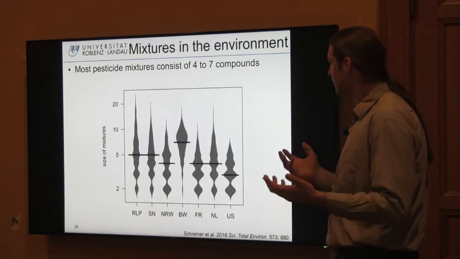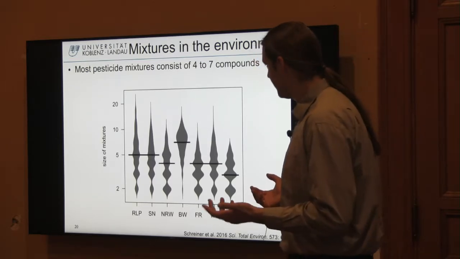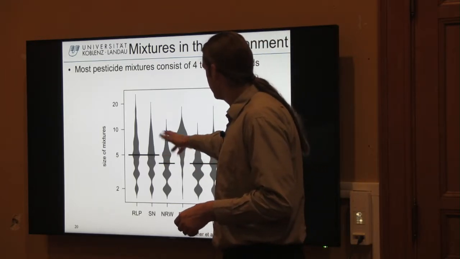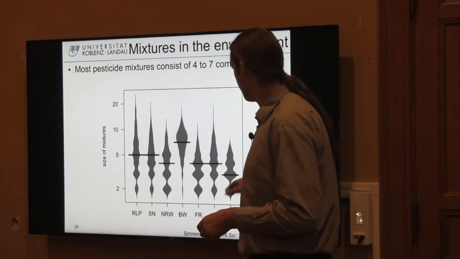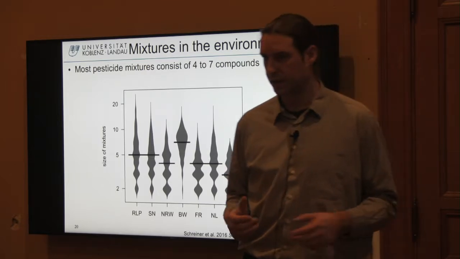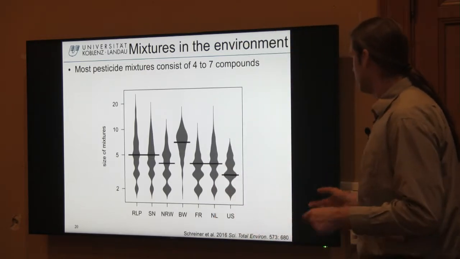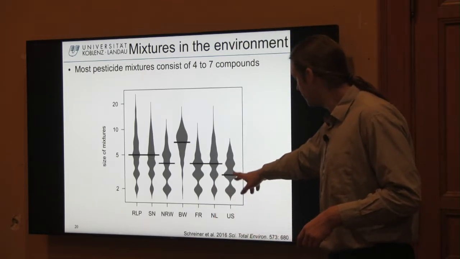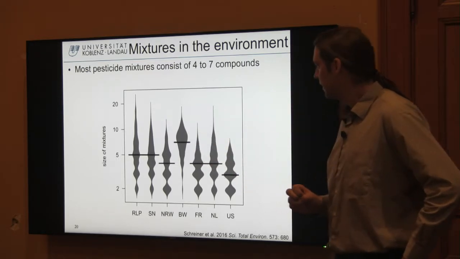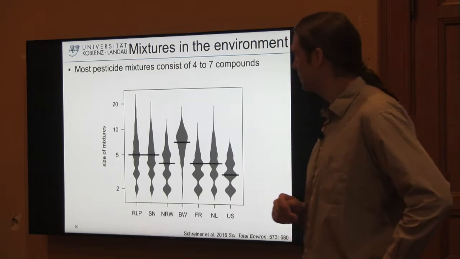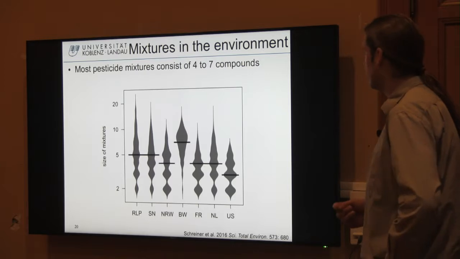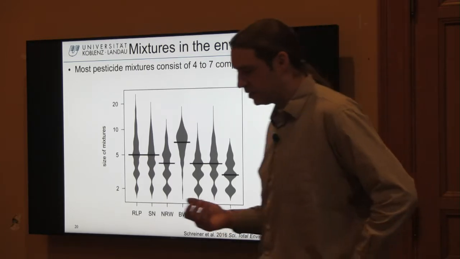When we look at the results, we see the size of mixtures. That's only pesticide mixtures here. We see that they typically consist of 4 to 7 compounds, irrespective of where we are looking. The samples from the US were a little bit lower, but for France, the Netherlands, Rhineland-Palatinate, the different German states, they found between 4 and 7 compounds in the mixtures.